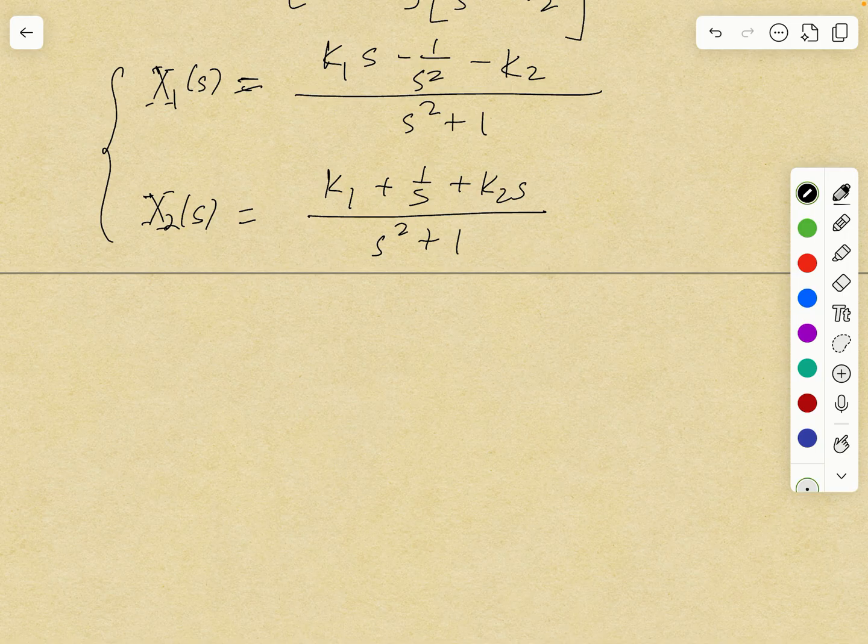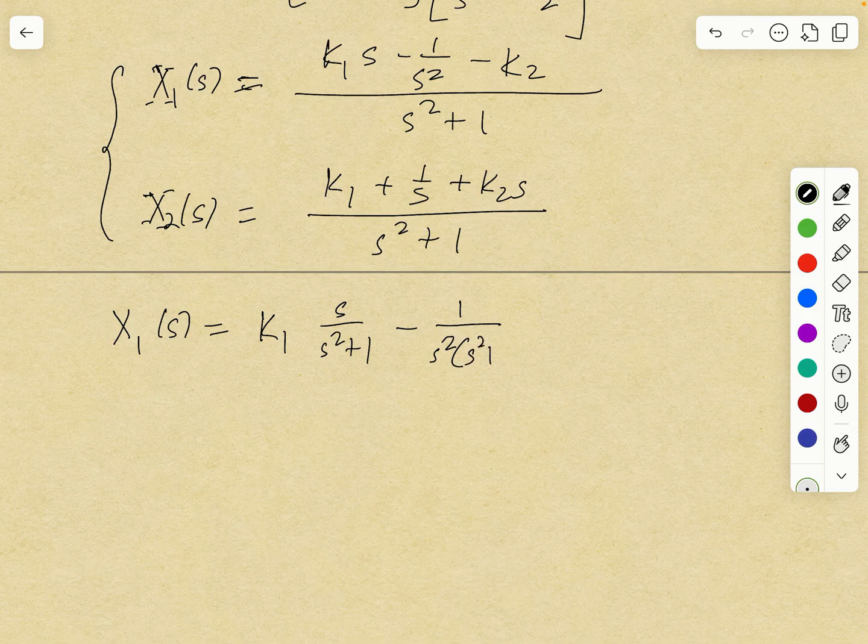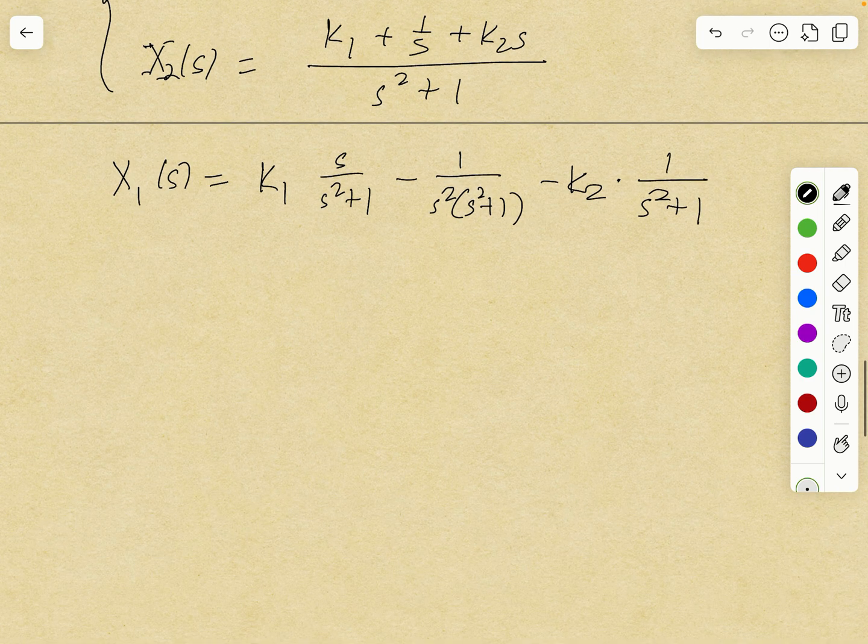So now I need to find the inverse Laplace transform. How do I do that? So I have to rewrite these. Let's look at capital X1. I'm going to split the fraction up and move the constants outside. So I'm going to get capital K1 times S over S squared plus 1, and then minus 1 over S squared times S squared plus 1, then minus K2 times 1 over S squared plus 1. Now I can use the table of inverse Laplace transforms for the first one and the third one. For the middle one, I have to use a partial fraction decomposition.